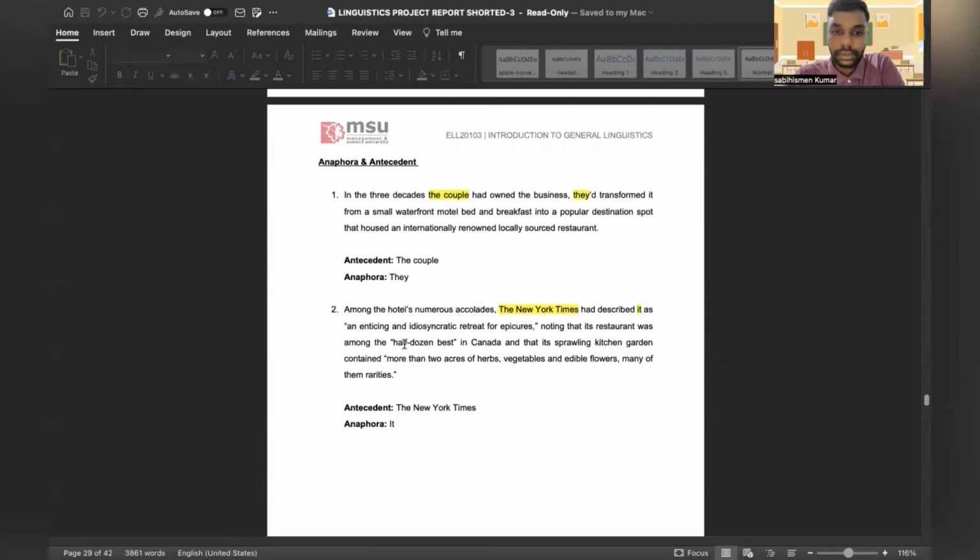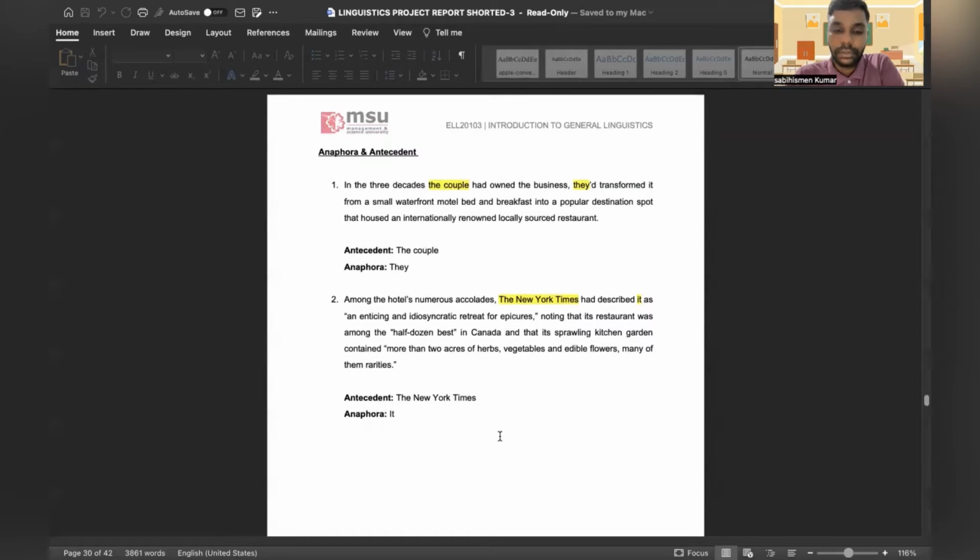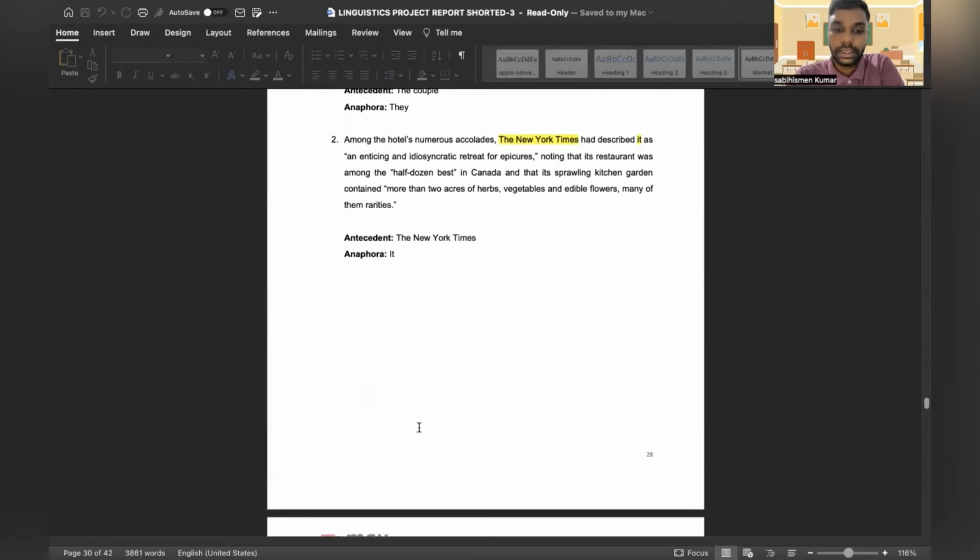The second example: "Among the author's numerous accolades, the New York Times has described it as an idiosyncratic retreat for epicureans, noting that this restaurant was among a half dozen best in Canada, and its sprawling kitchen garden contained more than two acres of herbs, vegetables, and edible flowers, many of them rarefied." The antecedent is the New York Times and the anaphora is "it".